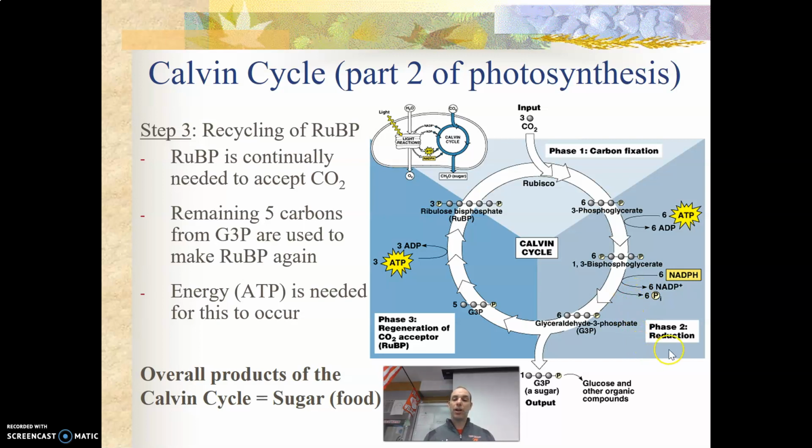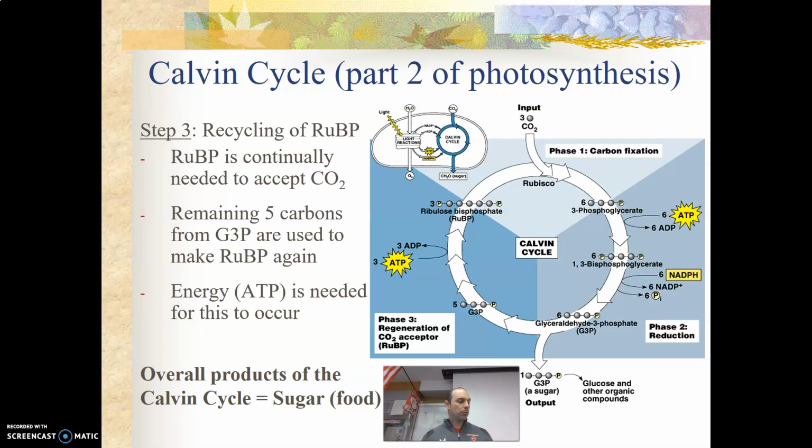But next to that below here, you want to write phase 2 reduction. Remember, we went from a 6 carbon molecule to a 3 carbon molecule. And then the other carbon went out down here to create sugar. And it's labeled for you there. And then phase 3 is regeneration of CO2 acceptor, making RuBP again. So why is RuBP made again? In order to start the whole cycle over again.